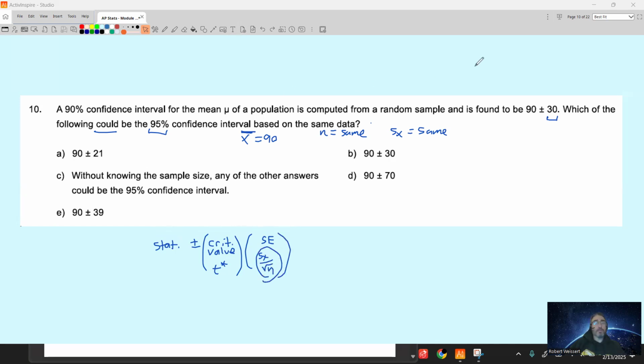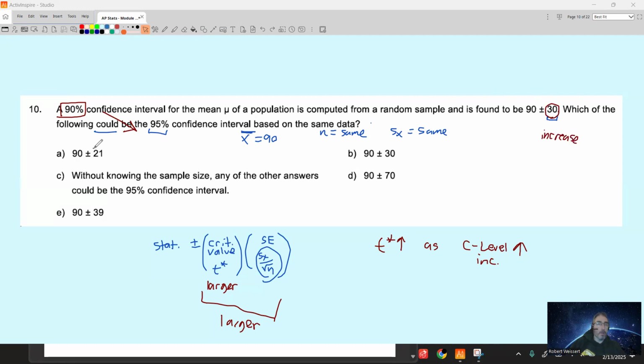So if I look at my critical value, for 95%, for 90%, because I don't know the sample size, I don't know what that is. But what I do know is that the critical value increases. So T star increases as the confidence level increases. Okay? So if T star goes up, critical value goes up, which means that this is going to be larger. Therefore, the whole margin of error is going to be larger. So I know that 30 is going to increase.